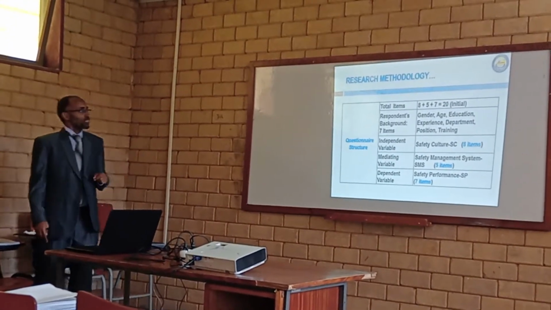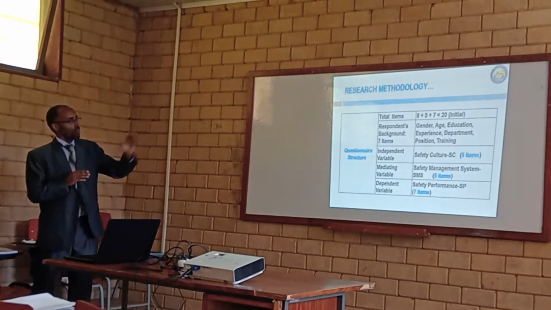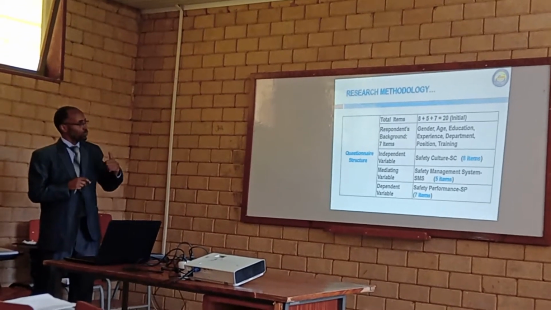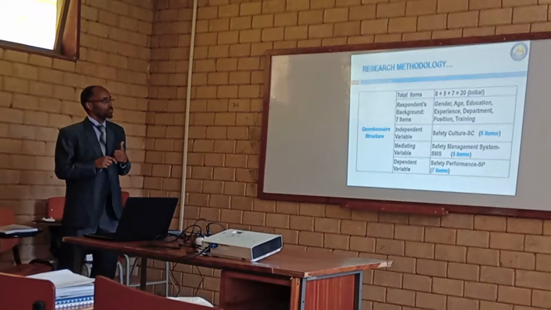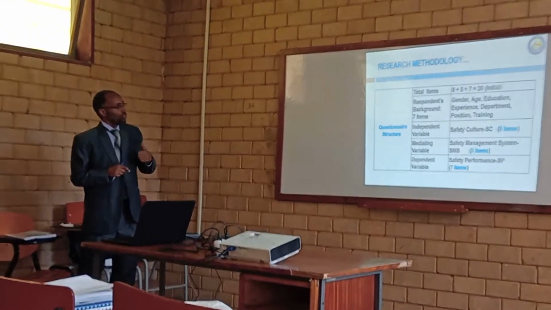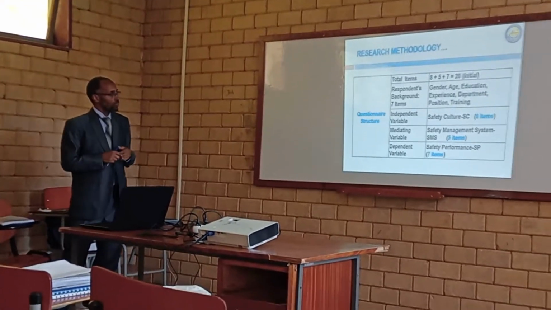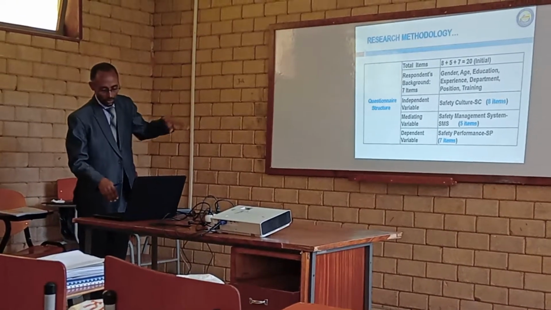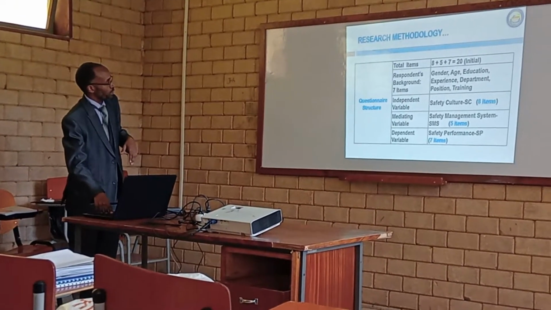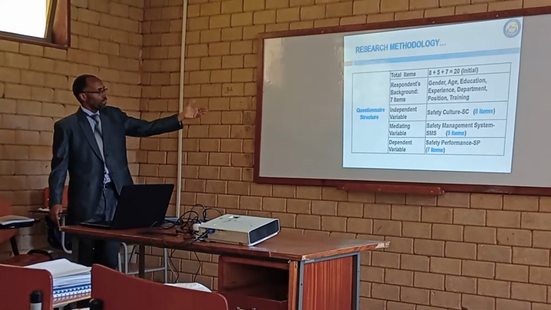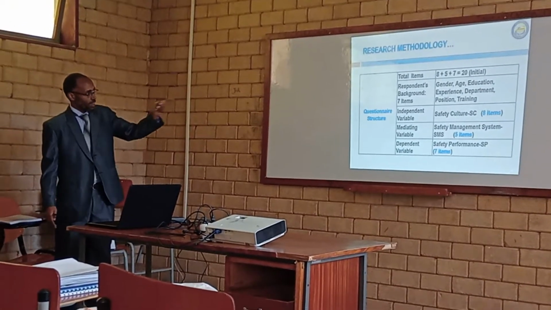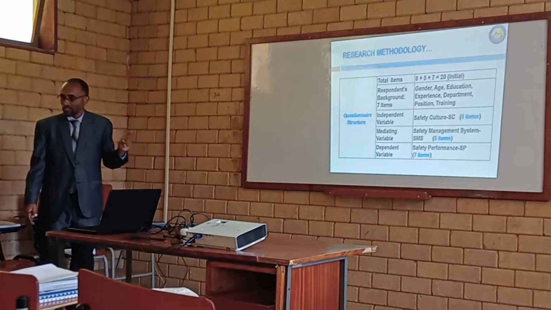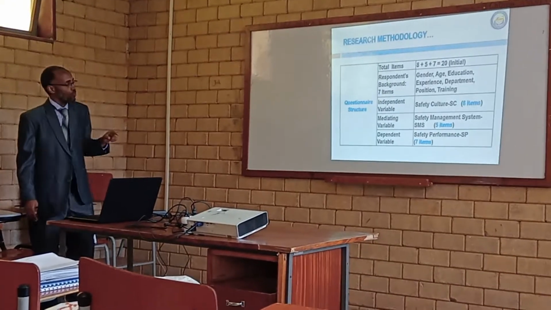The total items I considered for all the 3 study variables were initially 20. I tried to see respondents' backgrounds. There were 7 items, including gender, age, education status, experience, department, position, and training. All these 7 items are under respondents' background. The independent variable is safety culture, I said it earlier, having 8 items. The mediating variable is safety management system, having 5 items. And my dependent variable is safety performance, having 7 items.